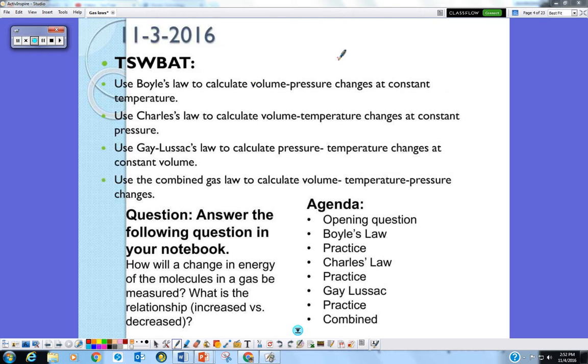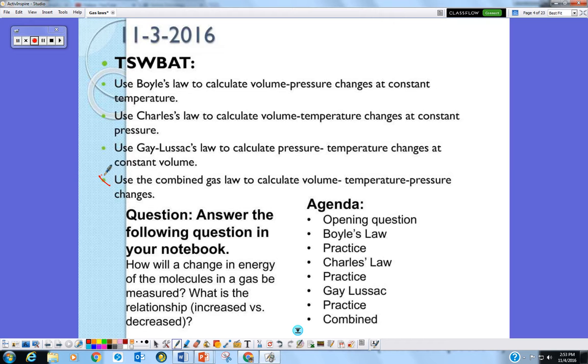use Boyle's law to calculate volume or pressure changes at a constant temperature, or use Charles's law to look at the relationship between the volume and temperature as held at a constant pressure and those changes, or Lussac to calculate pressure and temperature changes. Then we will also look at using combined gas law to calculate volume, temperature, and pressure at the same time, and when we're looking at those.